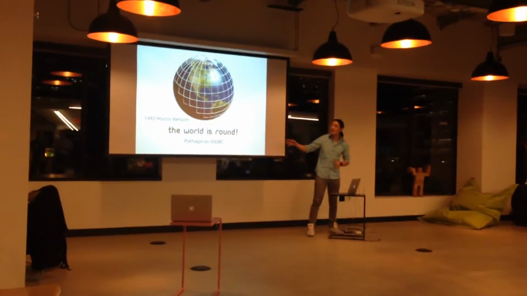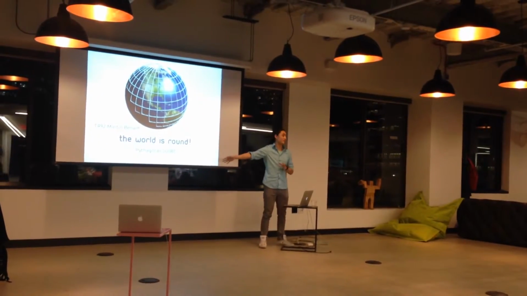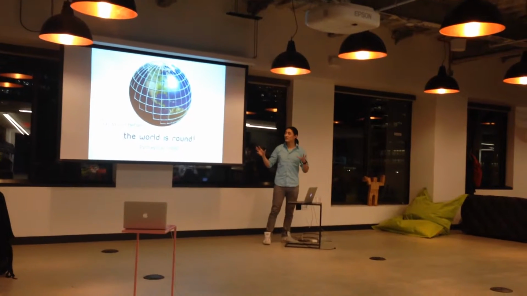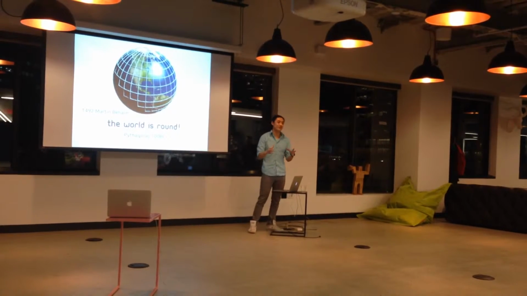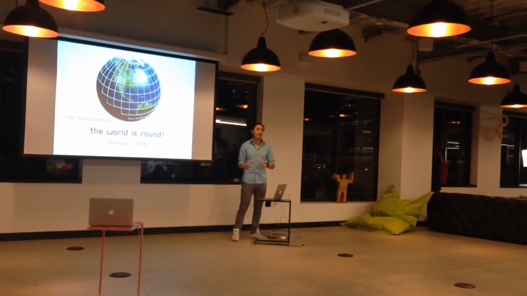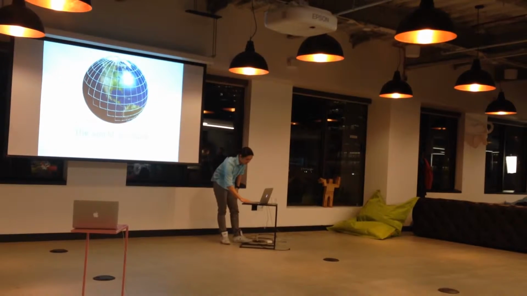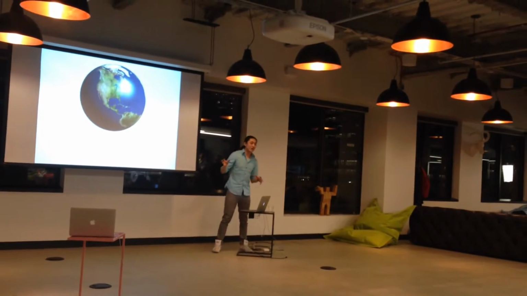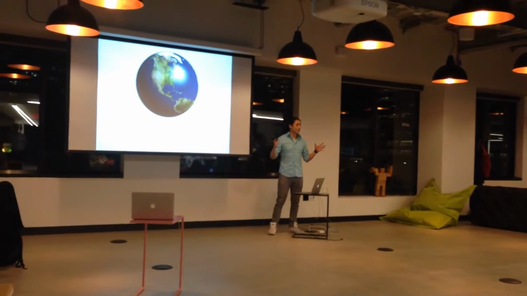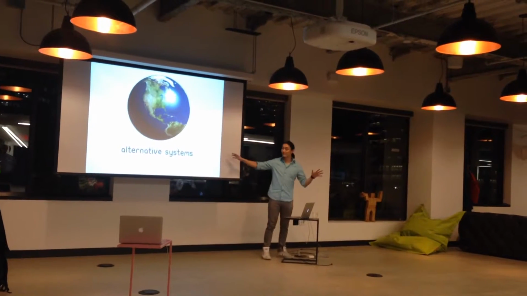The first person to ever create a globe like this is called Martin Behaim, and he created this beautiful globe in the 1400s. So as you see, through time, we have progressed our way of seeing the world and seeing space. Today I want to talk a little bit about newer ways to look at the world and space. Alternative systems.